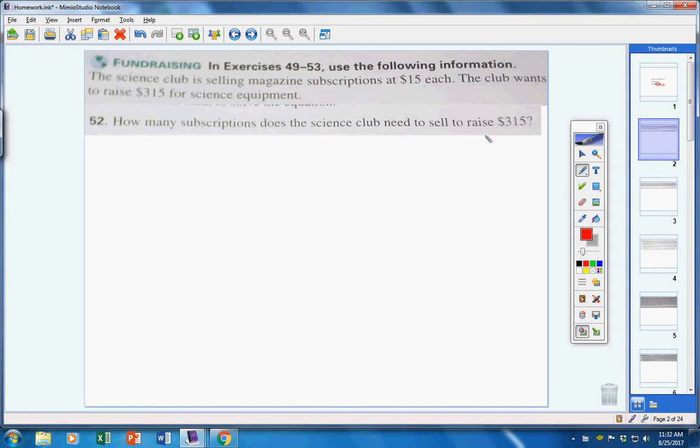Now, we know, students, some of these examples are really, really easy, almost like elementary school. And this would be one of those examples. If you're trying to raise $315 and each subscription is $15, then divide 15 into 315 and see what happens, okay? And you will get 21. So if you sell 21 subscriptions at $15 each, you will get $315. So how many subscriptions do you need to sell?